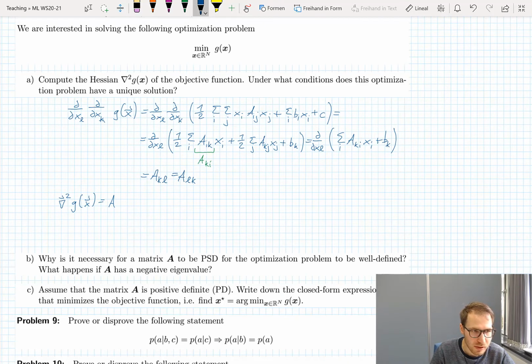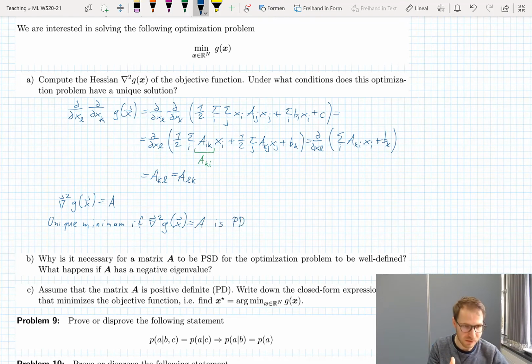And then the second question is, under what conditions does this have a unique solution? So a unique minimum. We have a unique minimum if A is PSD. First of all, unique minimum if the Hessian, which equals A, is positive definite. Sorry, I said PSD earlier, but actually it has to be positive definite.